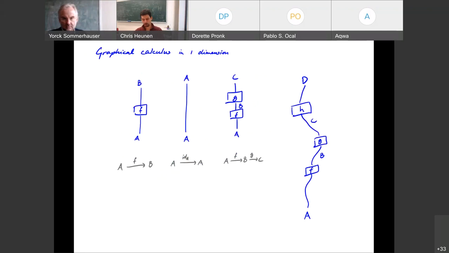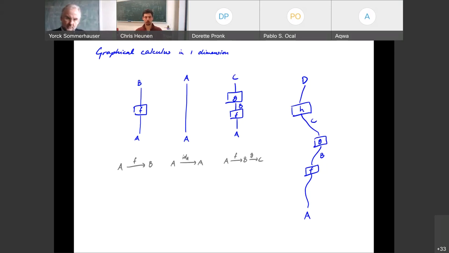Okay, I'm going to be talking about the graphical calculus. So if you just have a category, nothing else yet, there's a sort of graphical calculus that comes with this that uses one dimension. So I was talking about objects A and B and a map F that goes from A to B. I could draw this if I wanted in a picture like that on the top left in blue, where F is the name of the morphism, with an input object A and an output object B.